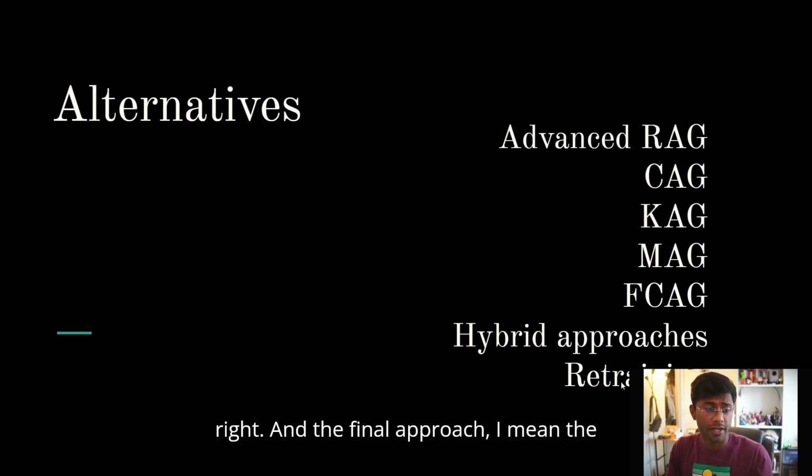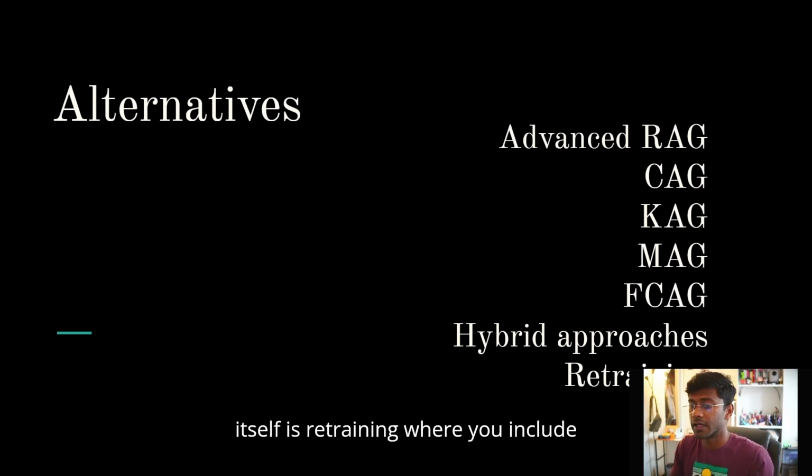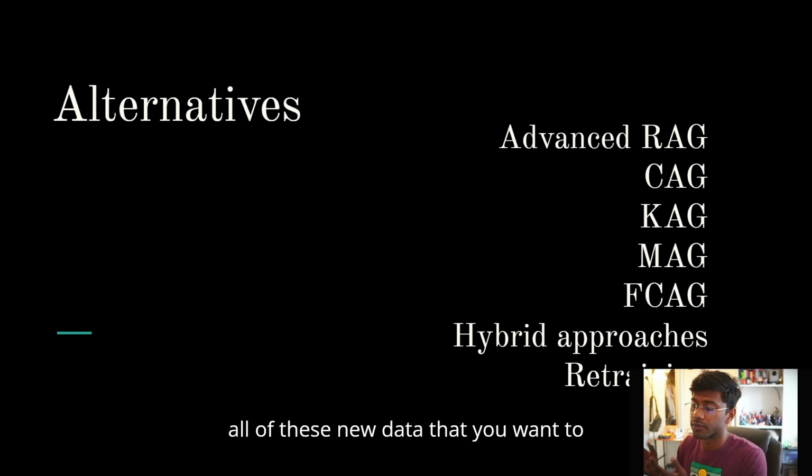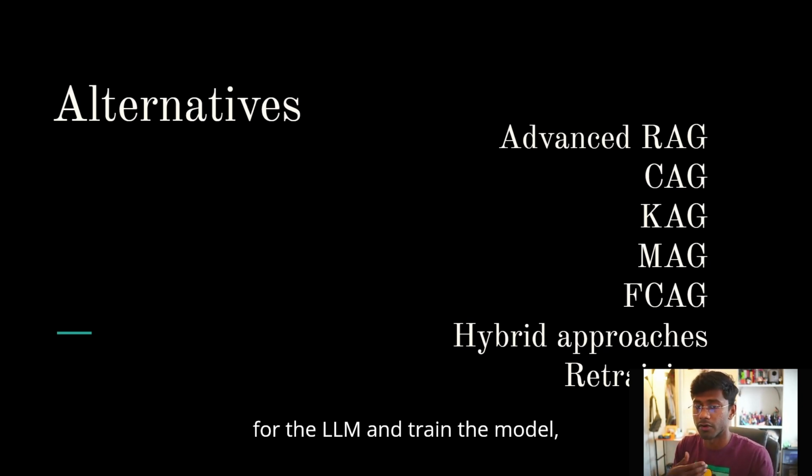And the final approach, the alternative to augmented generation itself, is retraining, where you include all of this new data that you want as part of your training data for the LLM and train the model, recompute the weights.